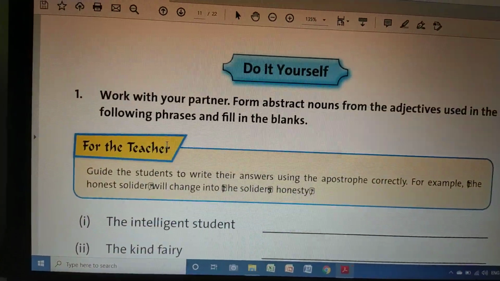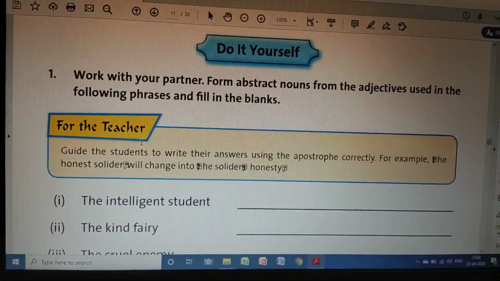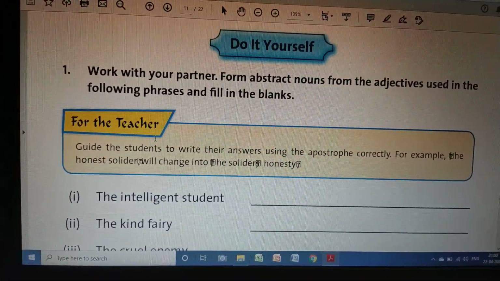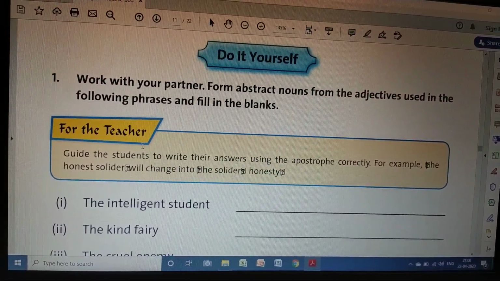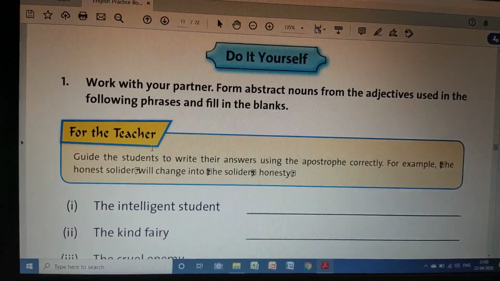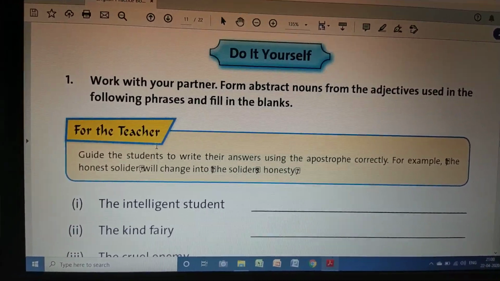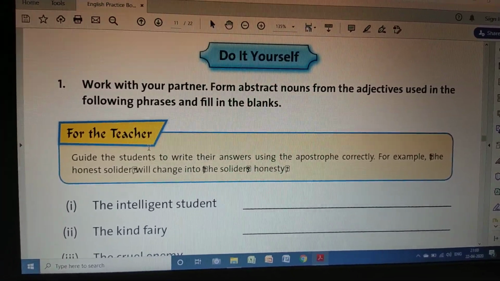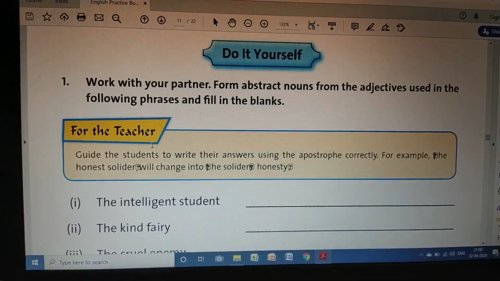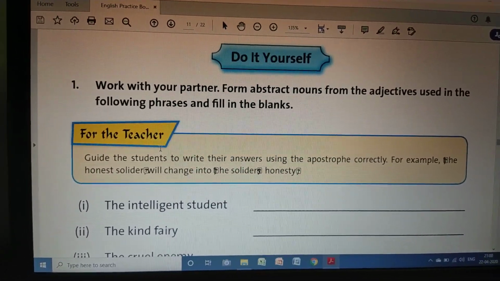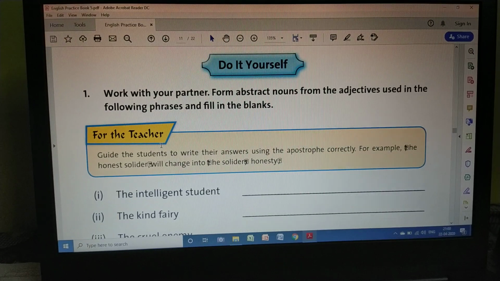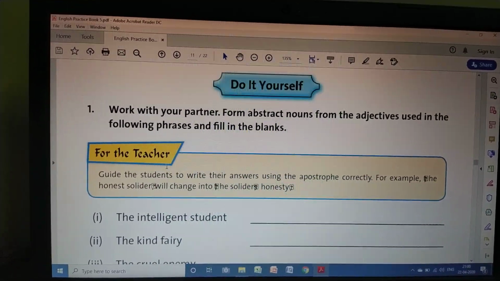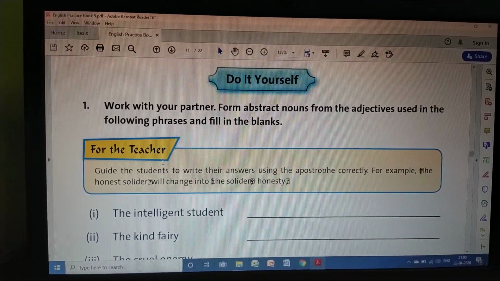Do it yourself. Work with your partner. Now, unfortunately, you don't have your partner for this whole session, so you're going to do it on your own. Form abstract nouns from the adjectives used in the following phrases and fill in the blanks. I'm sure you'll remember the abstract nouns that we learnt in the last session. In that I had taught you all how to form abstract nouns from adjectives also, right? And if you don't remember, you can go back to the link and check it out.